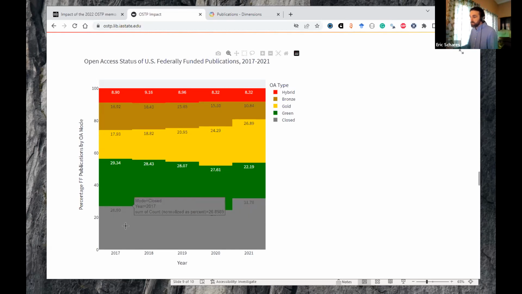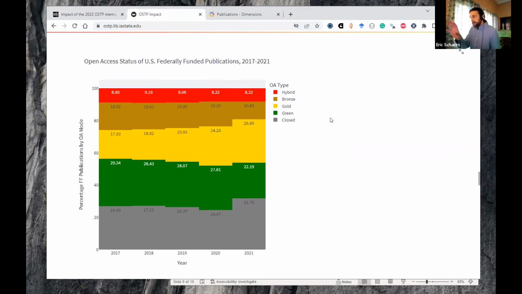This will no longer be allowed. There will be no gray in these bars after 2026. It will all need to be made openly available, publicly available immediately, in either probably green, perhaps gold. 2021 increases to nearly 32% here. We see that slight uptick in the most recent year. That's likely due to that 12-month embargo that is allowed under the 2013 Holdren memo. So at the time these were published, that 12-month embargo was still active and still an option.